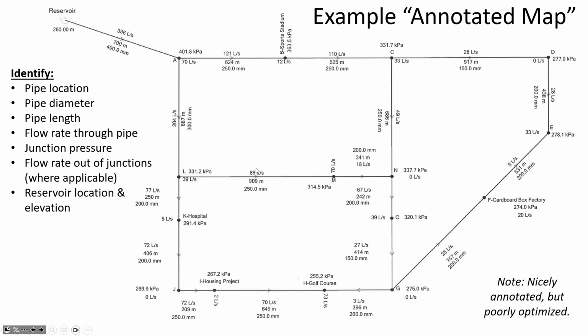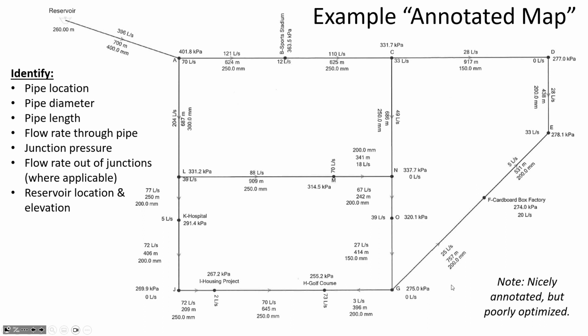The examples that we did in class, I spent some time showing you the annotations, and the handout with the assignment description also tells you which annotations I need. So, you know, when all else fails, read the instructions, because the instructions will explain which annotations you need. You should have the pipe location indicated, the diameter annotated, the length annotated, the flow rate through each pipe, the pressure at a junction, the flow rate out at junctions, and the reservoir elevation. All those should be annotated.